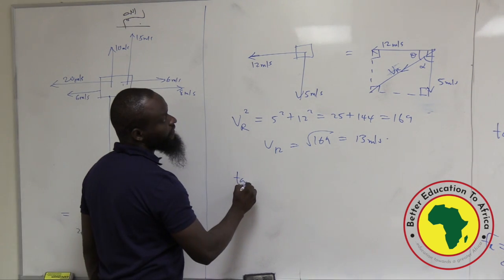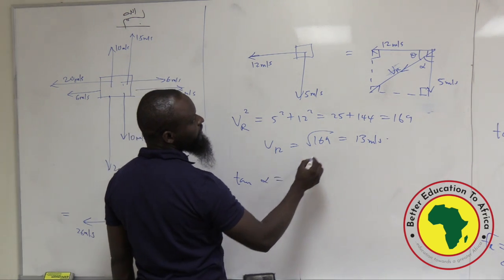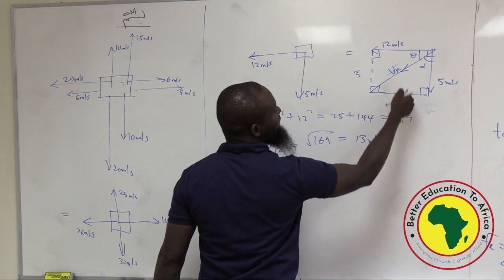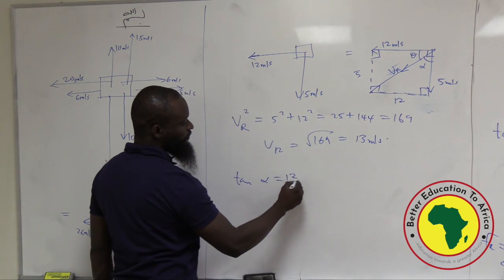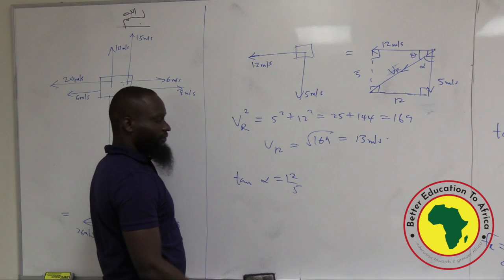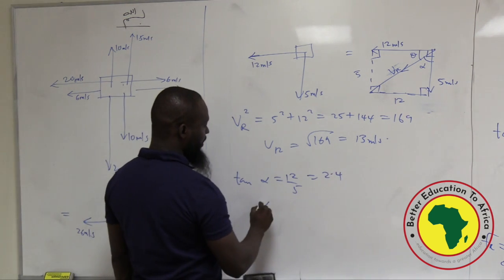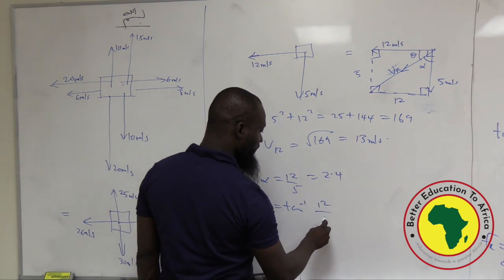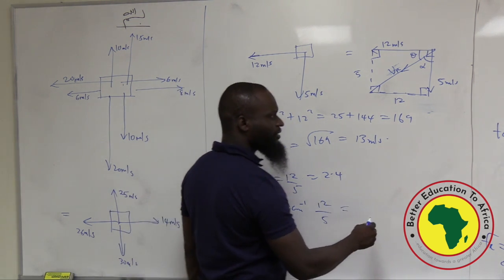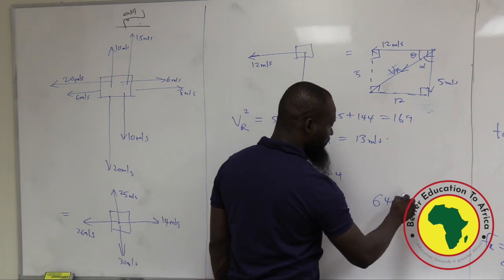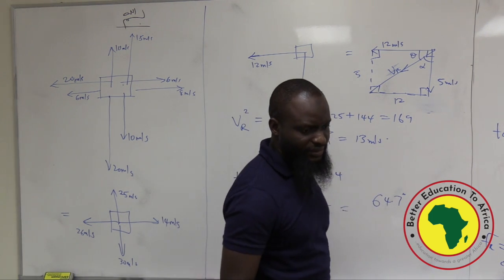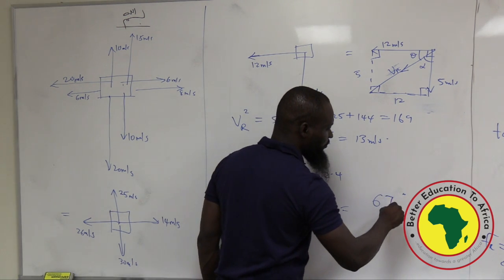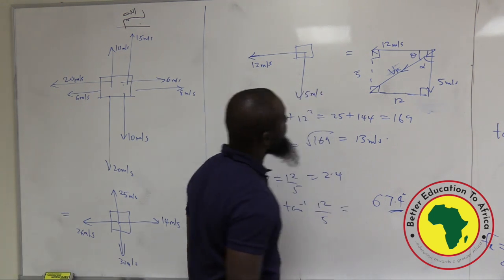Now, how do I get my direction? I can say tan alpha is opposite over adjacent, if I'm using alpha. Opposite is 12, adjacent is 5. So it's 12 over 5, which gives me 2.4. So alpha will be tan inverse of 12 over 5, and that gives about 67.4 degrees. You can verify that for me, please.